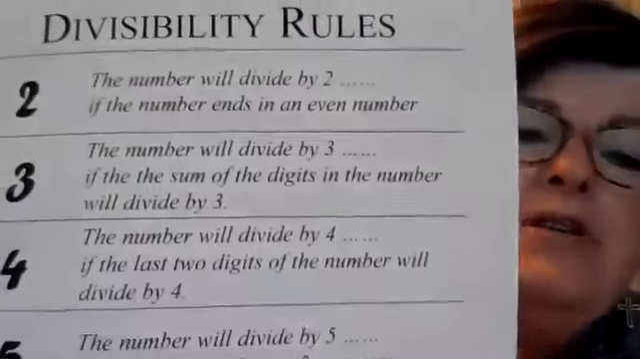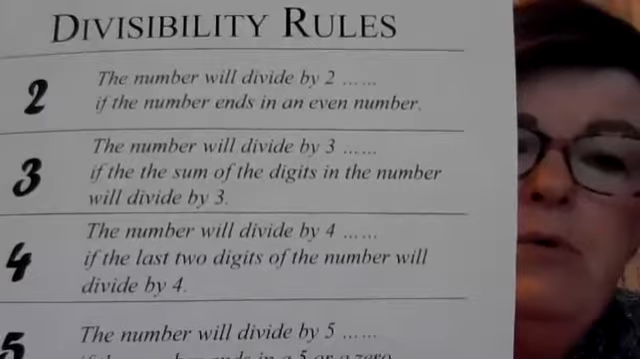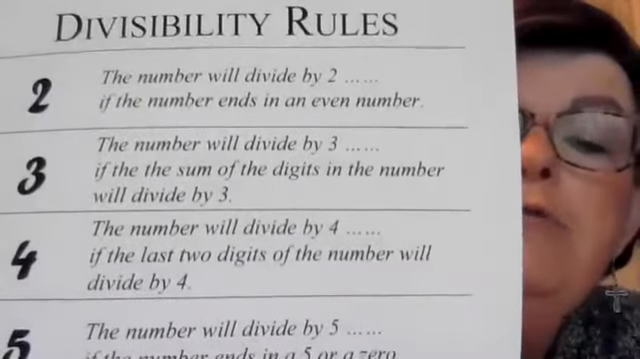Now, this is kind of cool. If the sum of the digits in the number will divide by 3, then the whole thing will divide by 3. So let's test that. Let's test it with something that we know. We know that 27 divides by 3, right? Well, let's test the rule. The rule says if I add the 2 and the 7 in 27, that comes up 9, right?